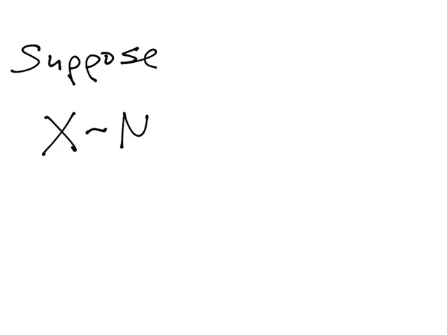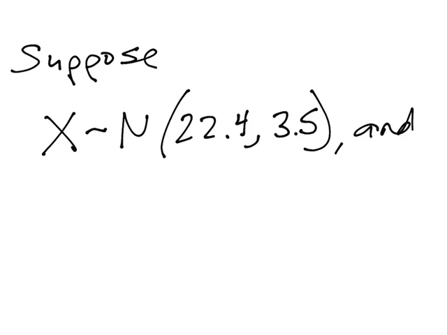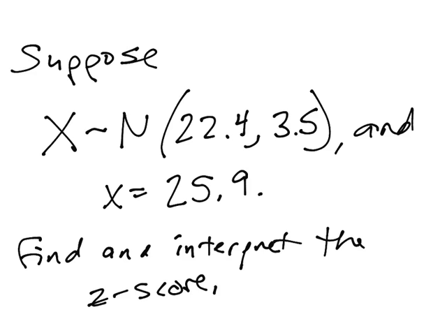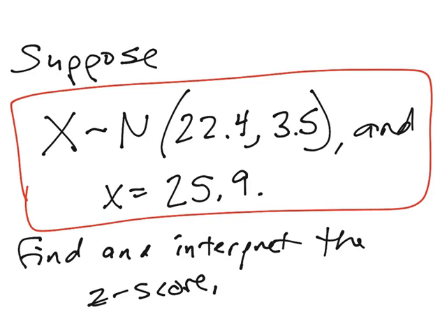So let's suppose x is N(22.4, 3.5) and x equals 25.9. And your job is to find and interpret the z-score. So you look at this piece here and you're like, what does that even mean?